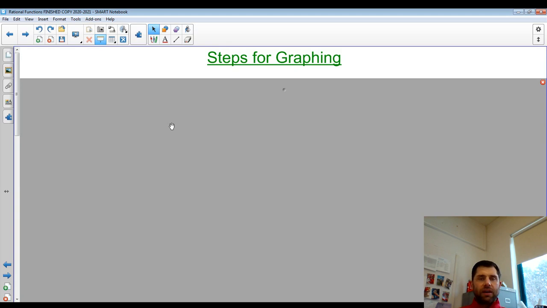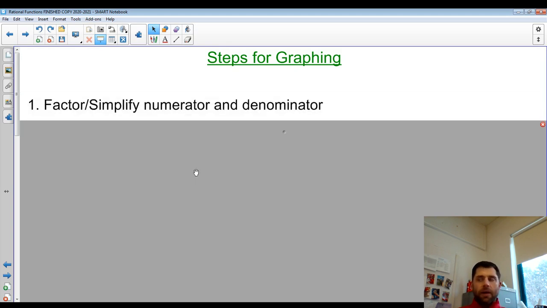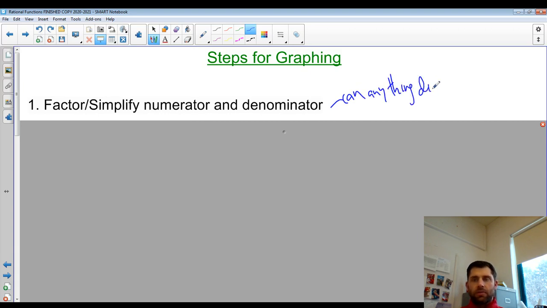Most of the stuff we just kind of briefly hit on. First thing, let's factor and simplify the numerator and denominator. So are there any terms that can divide out? Can anything divide out? We'll talk about that a little more next class.